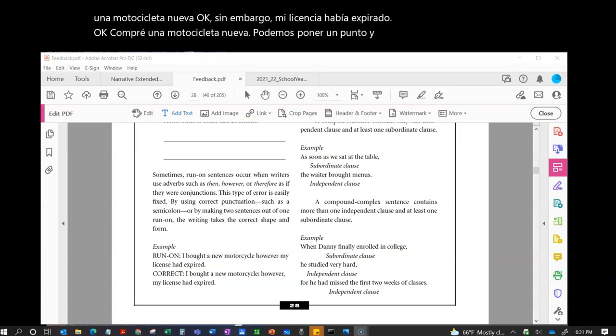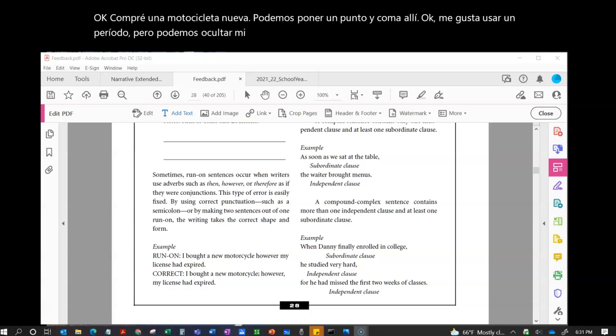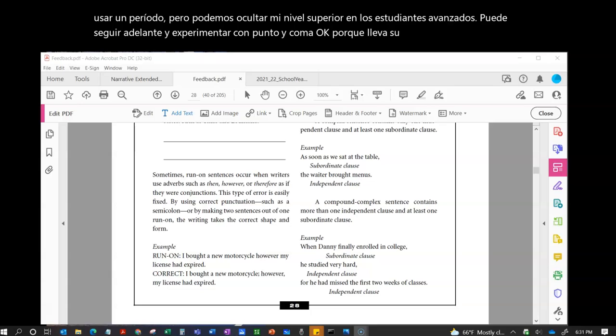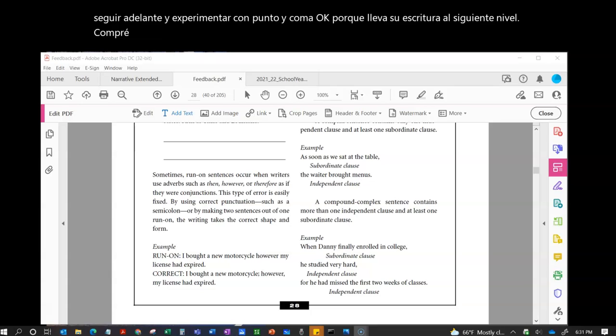Okay? I like to use a period, but my higher level and advanced students, you can go ahead and experiment with semicolons. Okay? Because it takes your writing to the next level. I bought a new motorcycle. However, my license had expired. Okay? All right. So let's look at some more examples here.